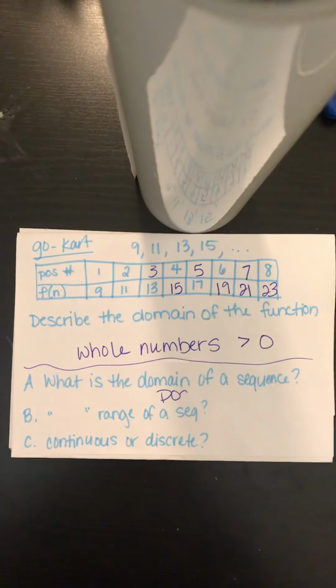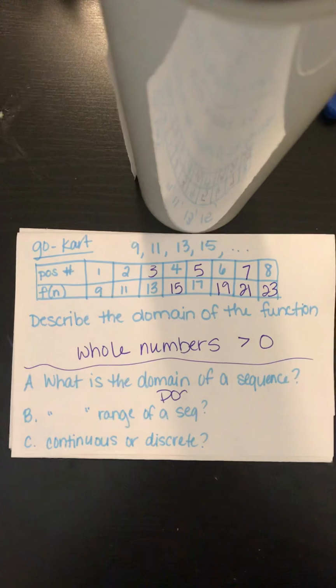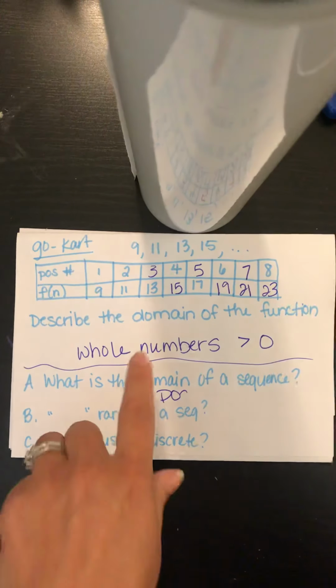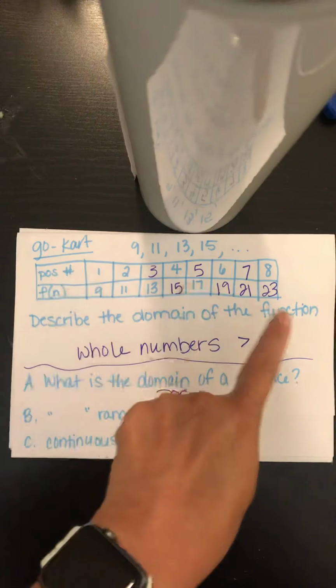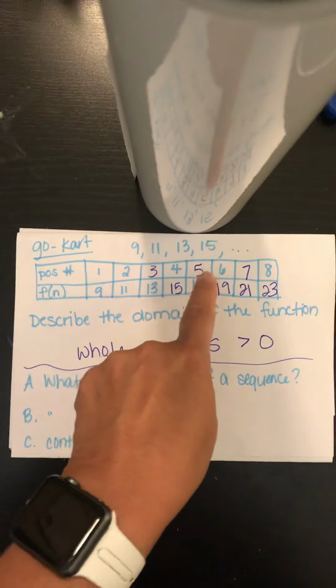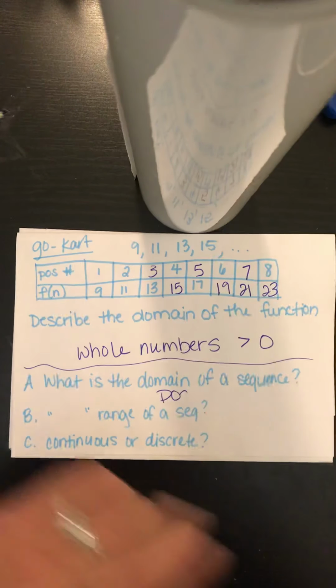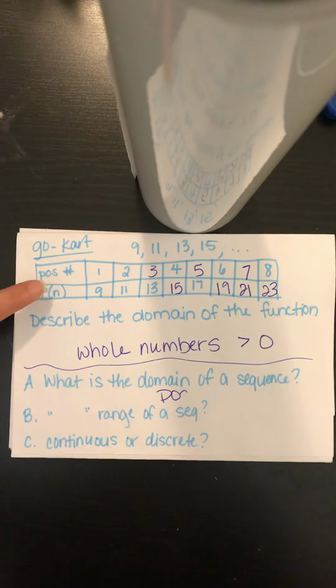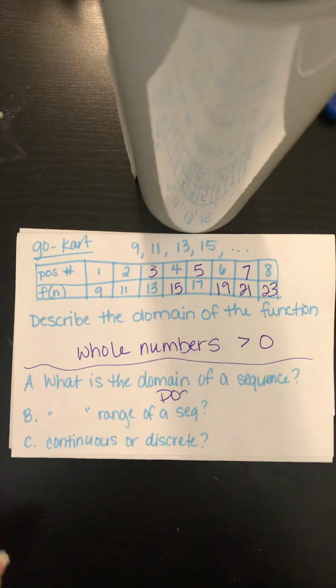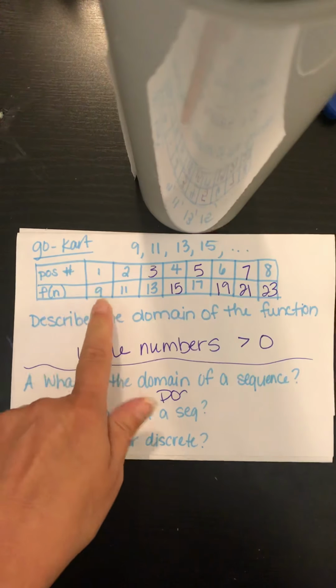It talks about go-karting. For go-karting, it's a $7 license and then $2 per lap. It asks you to fill in, notice my purple numbers. I had already done this, I'm sorry. But I went ahead, position number, and I filled in the blank. So 1, 2, 3, 4, then 5, 6, and then 7. And then it says your F of N, which we also know is our Y value, will be the total cost. So for one lap, it's $7 for the license plus $2 for the lap, which would give me $9.